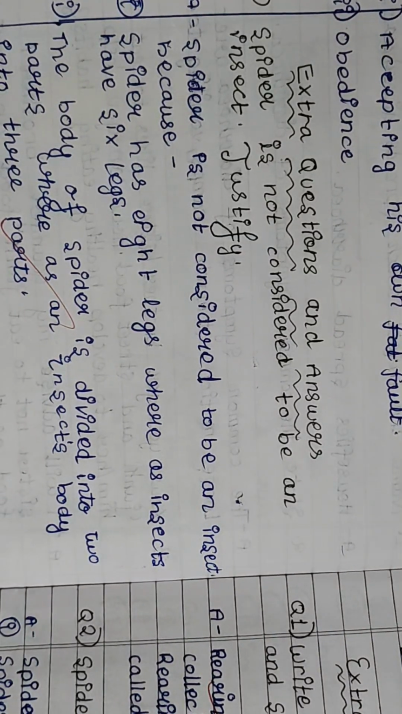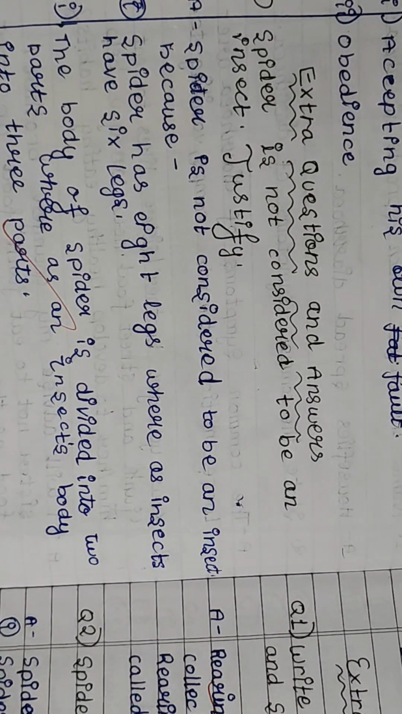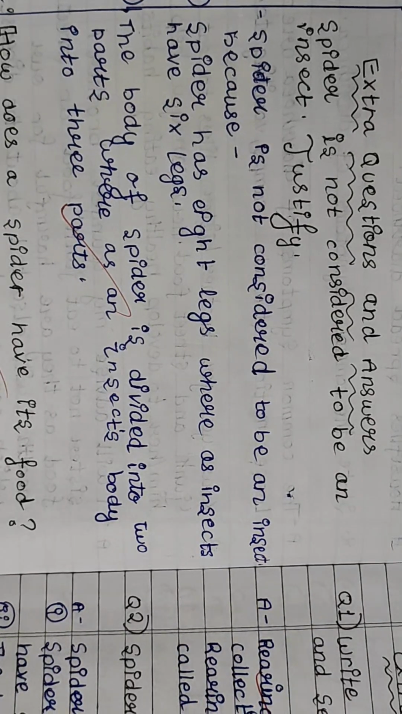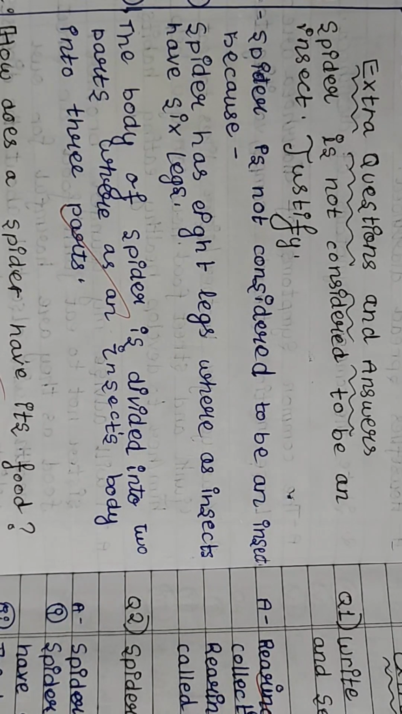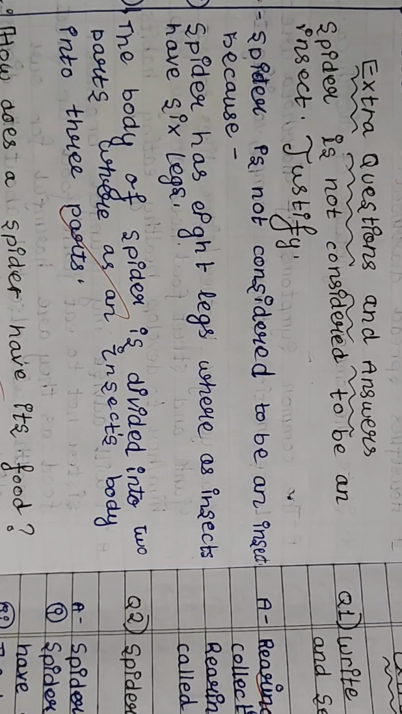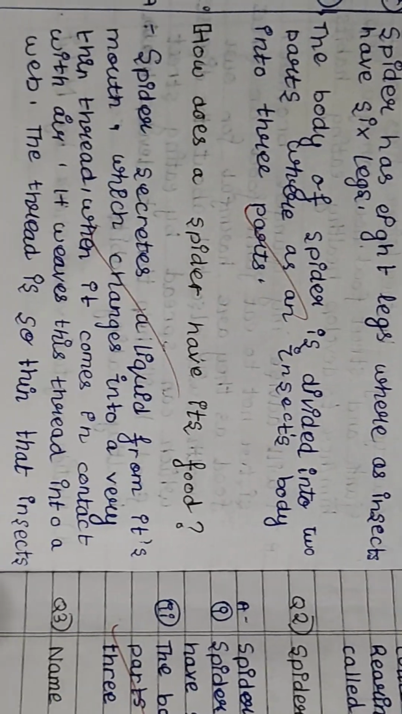Extra question and answer. Spider is not considered to be an insect. Justify. Spider is not considered to be an insect because a spider has 8 legs, whereas an insect has 6 legs only. The body of a spider is divided into 2 parts, whereas an insect's body is divided into three parts.